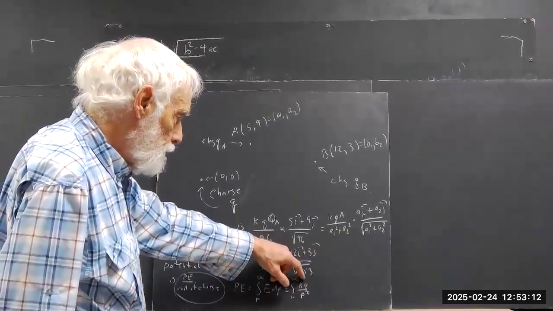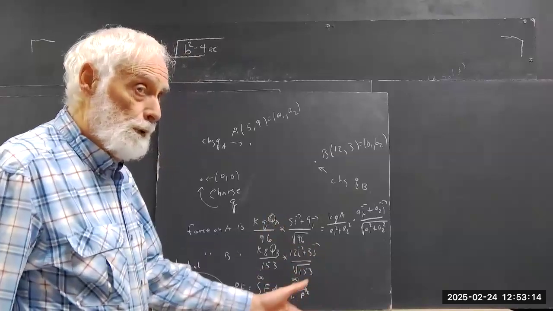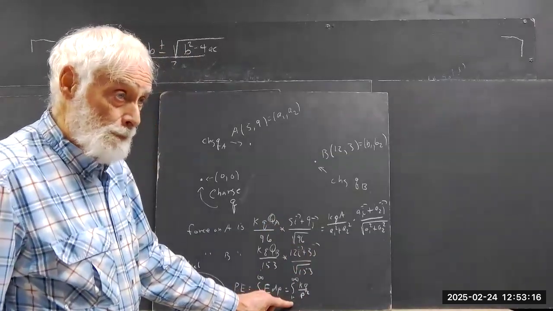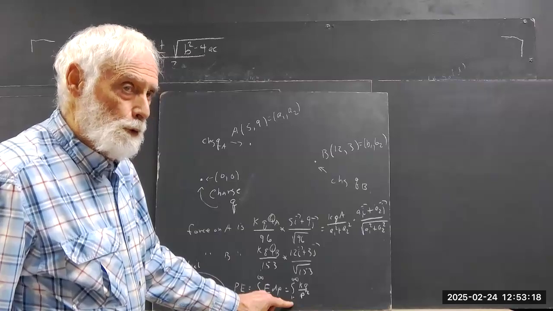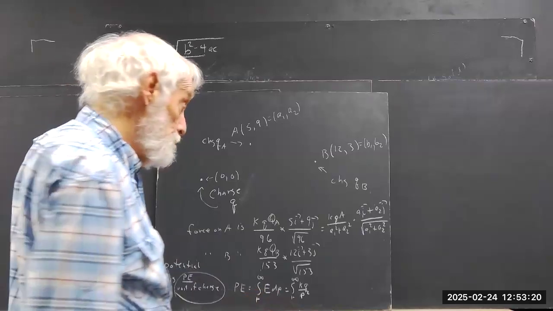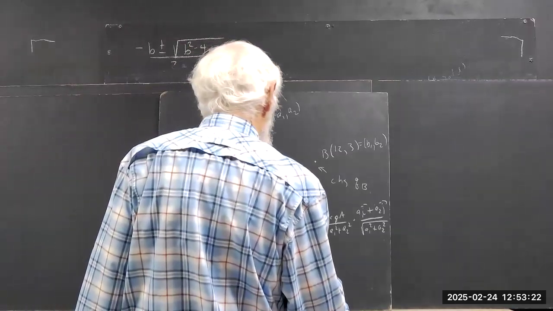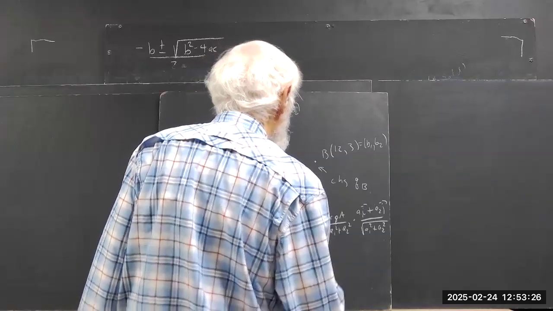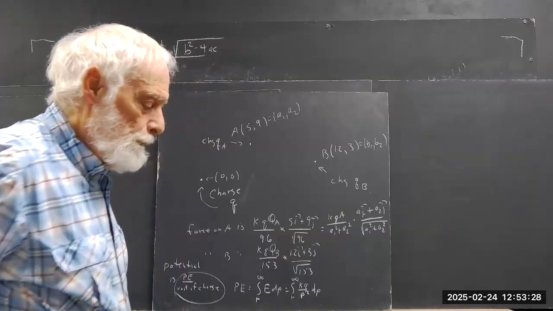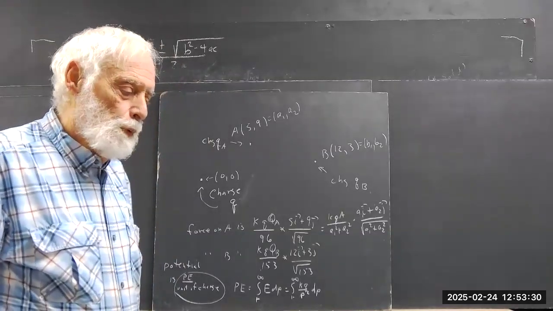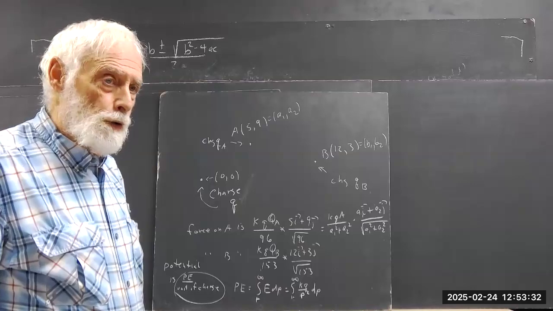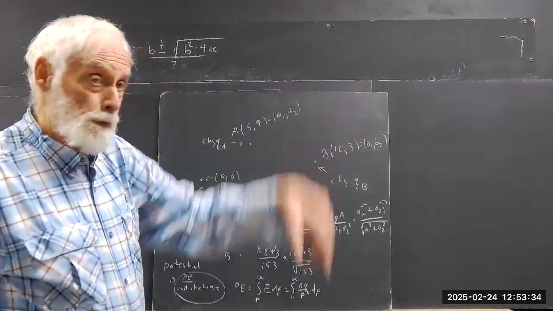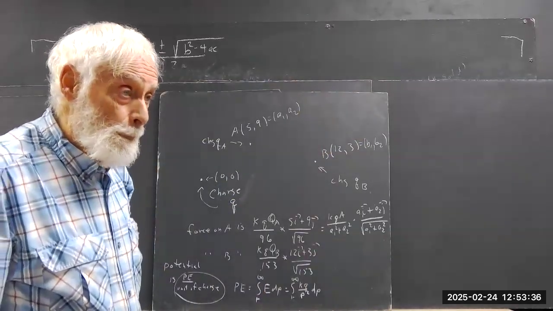Instead of KQ over R squared, I'll use KQ over rho squared because I want R to be the original position of the particle. We integrate that with respect to rho. Now remember, change of potential energy is the work per unit of charge, or per unit of mass if you're in a gravitational field.